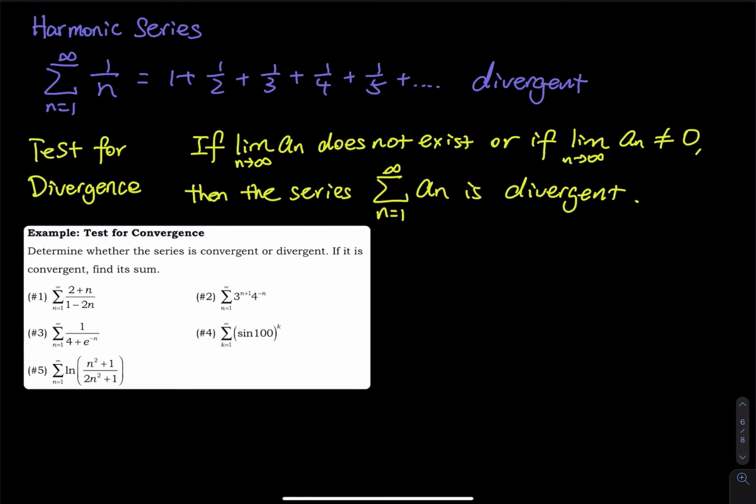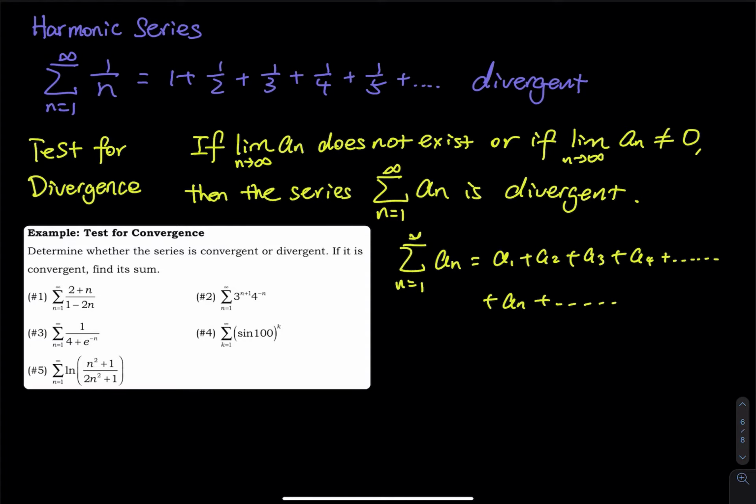And then for the test for divergence, if the limit of a_n does not exist, or if the limit does not equal 0, then the series, the sum, is divergent. So what does that mean? For an infinite series, we have a sum, n goes from 1 to infinity, of a_n. You have a1 plus a2 plus a3 plus a4, and then we keep on going, plus a_n, and then we keep on going.